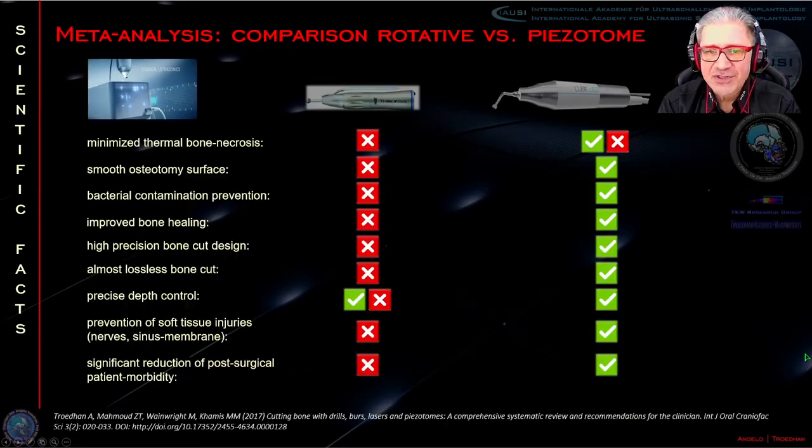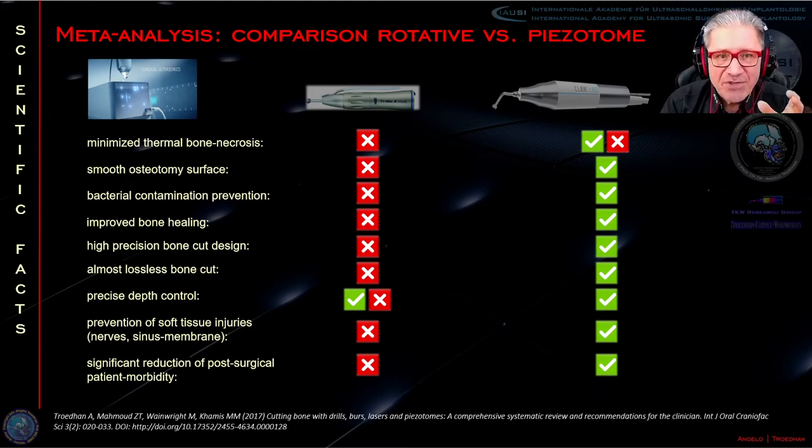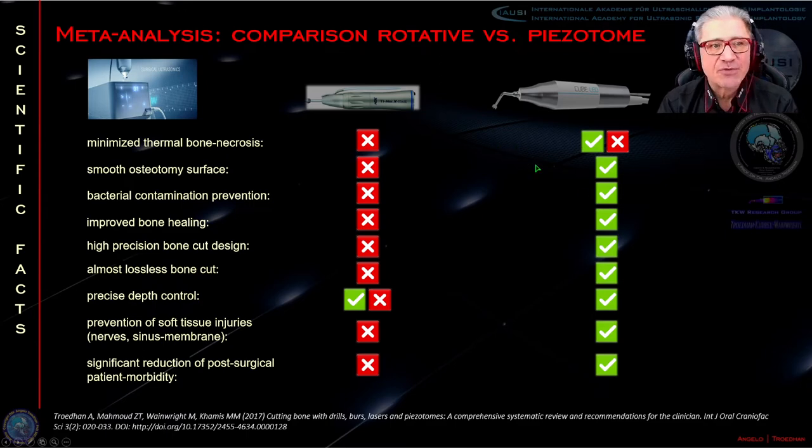So as a meta-analysis we published back in 2017, we can now, based on pure scientific evidence, state clearly that compared to rotary instruments, using piezotomes, we have a minimized terminal bone necrosis. We have a smooth osteotomy surface, which is also one of the most important parts in bone surgery procedures. We have a bacterial contamination prevention because we use the ultrasonic waves to kill the bacteria. We have an improved bone healing.